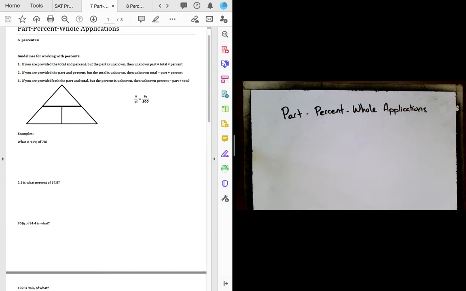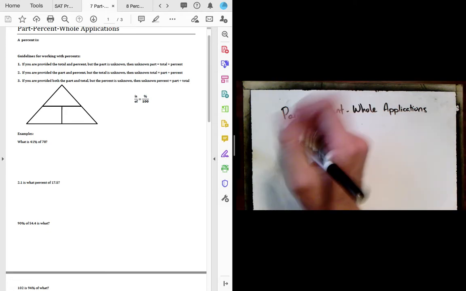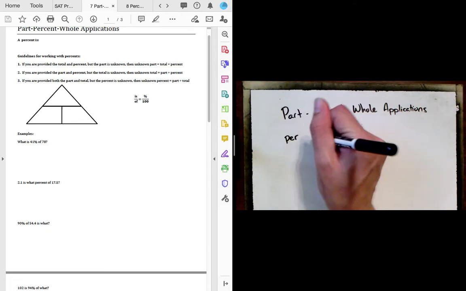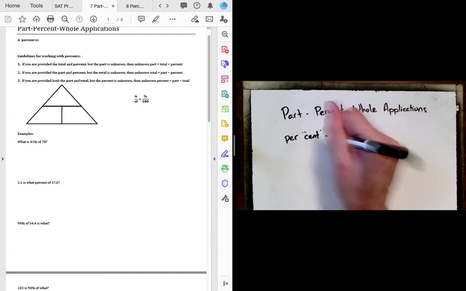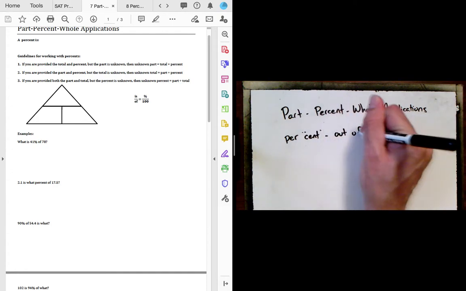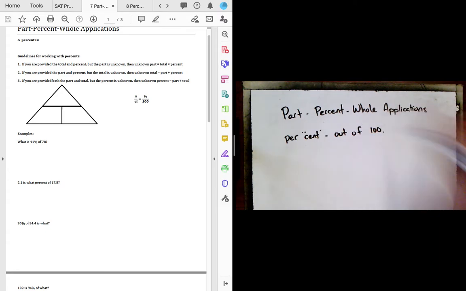Really, it's a portion out of 100. Percent, think of out of 100. And so a percentage is always given to us in a ratio that expresses the part over the whole, and that number shows us what portion out of 100 that ratio represents.